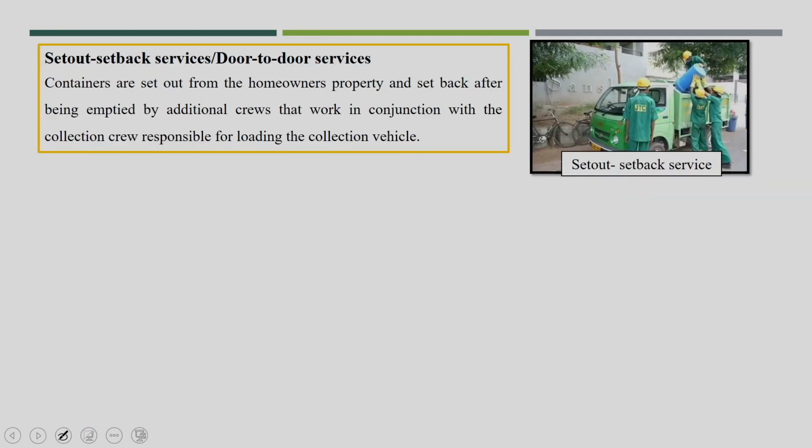Now next, the third one, is the set out setback service. Normally we call it a set out from the household and set back to the vehicle, that is set out setback service, or normally we say door to door collection system or house to house collection system. Now here I think this is what is proposed in the Swachh Bharat Mission.